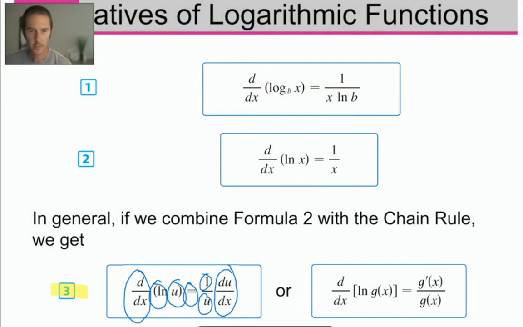So I've circled the heck out of stuff on the left-hand side, but the right-hand equation says the same thing. Instead of a u, you're seeing g of x. So you've got 1 over your inner function times, it's 1 over your inner function, if my pen will work.